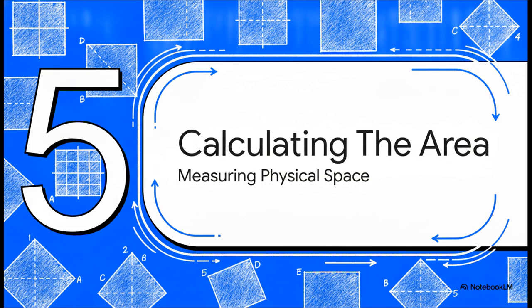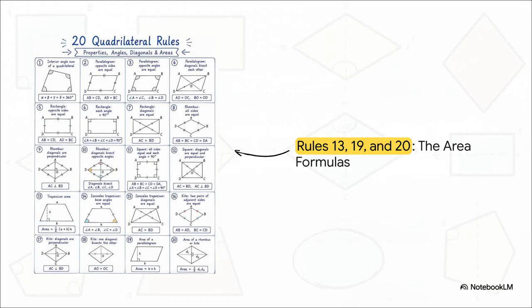All right, wrapping up the properties, we hit our final step, Section 5, calculating the area or measuring physical space. Because at the end of the day, the crucial point of all these rules is figuring out how much actual 2D space these shapes occupy. As it turns out, rules 13, 19, and 20 aren't just extra math to memorize. They're the practical blueprints for finding the total area, based entirely on those unique traits we just learned about. The specific genetics of the shape literally dictate how we measure its space.